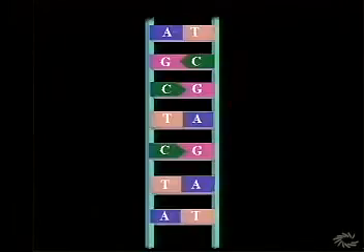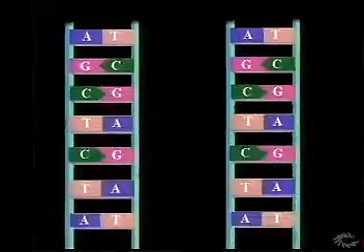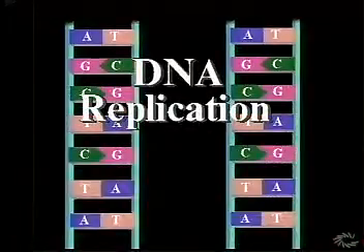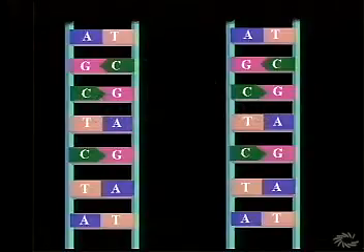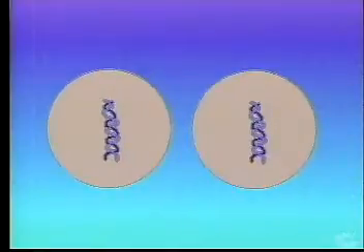Scientists refer to this process of DNA duplication as replication, because exact replicas of the DNA are produced. The replication of a cell's DNA makes it possible for 2 complete sets of biological instructions to be sent into the new daughter cells.